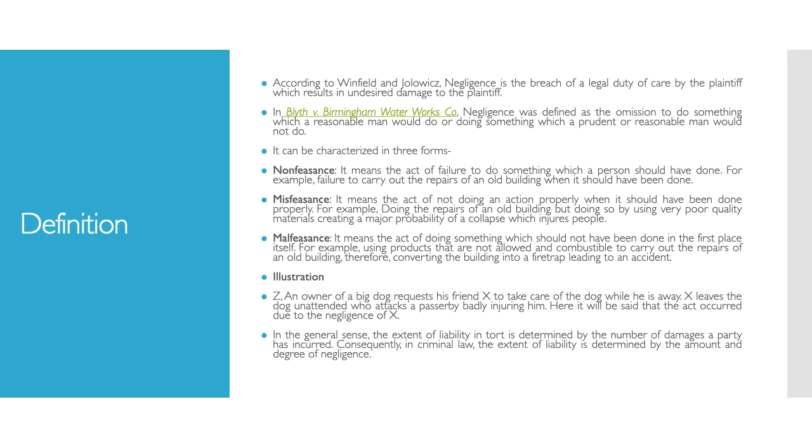When you talk about non-feasance, it means the failure to do something which a person should have done. For example, failing to carry out the repairs of an old building when it should have been done. Misfeasance means not doing an act properly when it should have been done properly. For example, doing the repairs of an old building but using very poor quality materials, creating a major probability of a collapse which injures people.